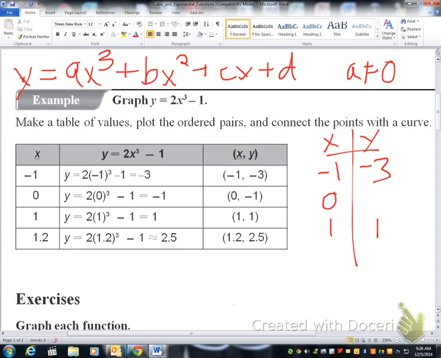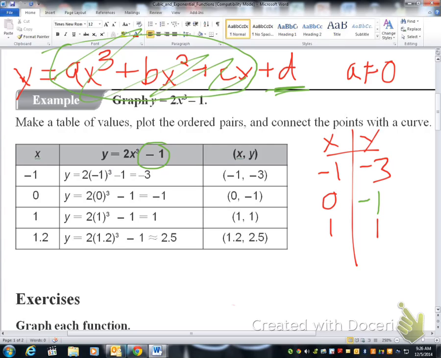Then, for 0, 0 is always our easy value because anytime you have 0, any of this, even if we had x squared and x terms, they'd all go away, which means your y is going to equal whatever that constant is. So in this case, our constant is -1, so 0 is going to be -1, right?